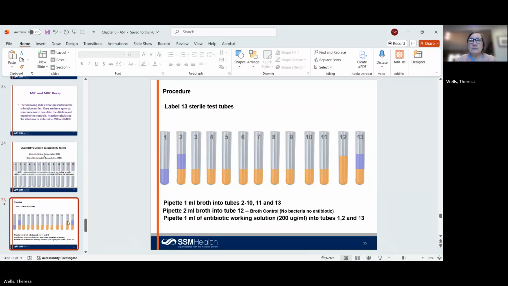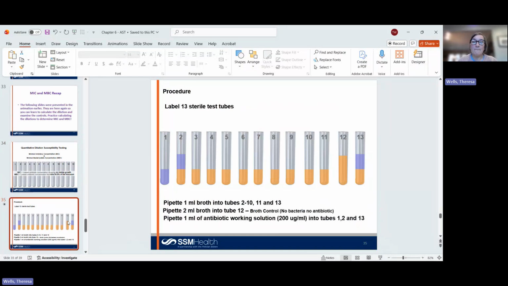So we have a series of tubes, correct? We are going to add broth. This is uninoculated broth. This is going to be our growth broth, the broth that we're ultimately going to let incubate. But at the moment, it doesn't have anything in it. Typically, we're probably looking at a Mueller-Hinton broth or a BHI, a brain heart infusion broth, something like that. So tubes 2 through 13 have broth only.